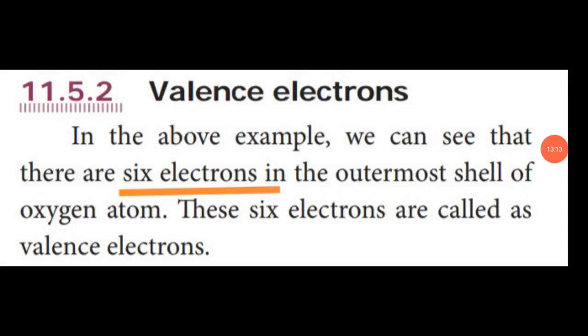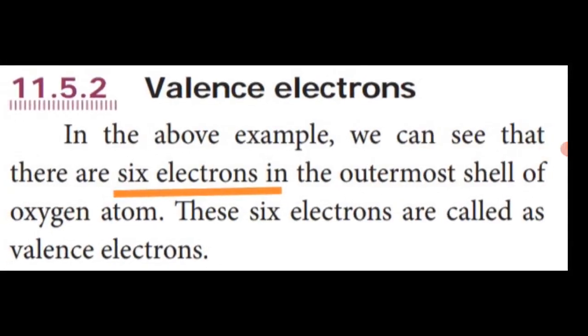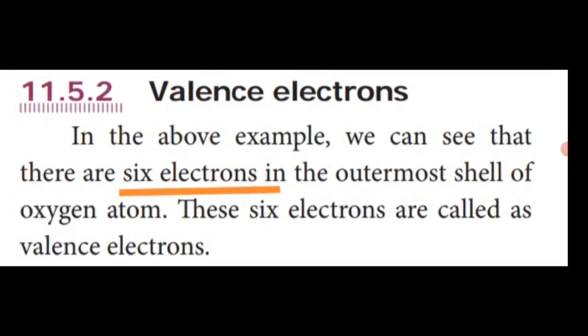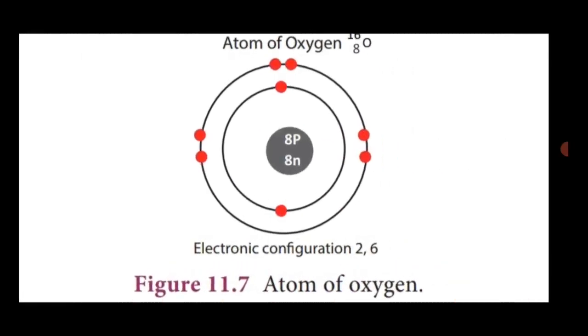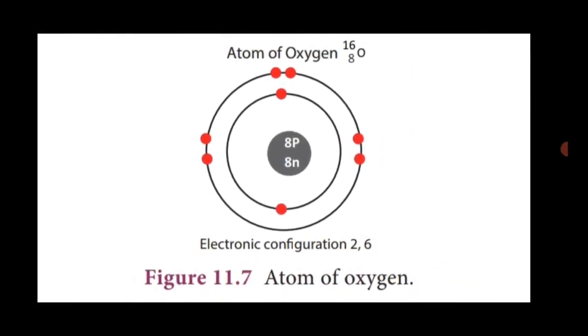Let's see valence electrons. In the above example, we can see that there are 6 electrons in the outermost shell of the oxygen atom. The 6 electrons are called valence electrons. See this picture. This is the structure of an oxygen atom. The first shell is the K shell. The second is the L shell. The last shell is called the outermost shell. This outermost shell contains some electrons. These electrons are called valence electrons.